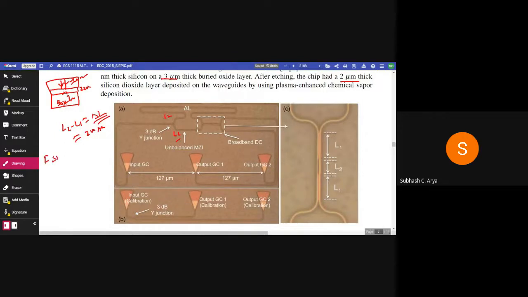So FSR is equal to lambda square divided by G into delta L. So you can get this FSR. So this is the operating wavelength, and FSR will give you the difference between these two peaks, the free spectral range. So that is why this delta L is very important. And G is the group index of the silicon material.